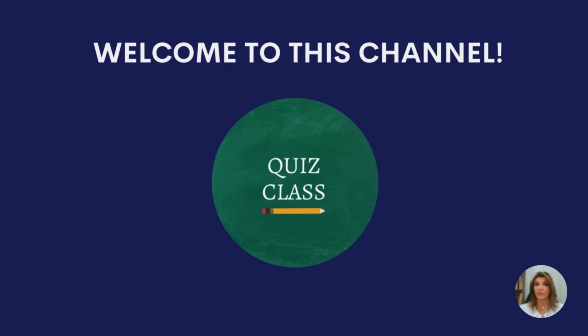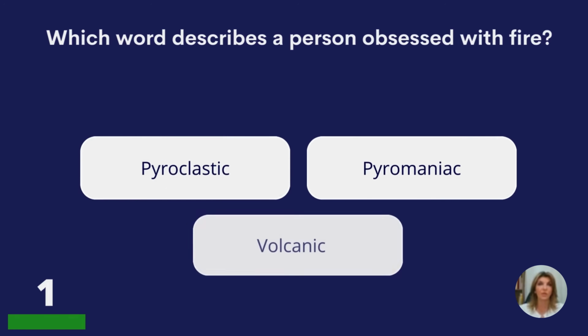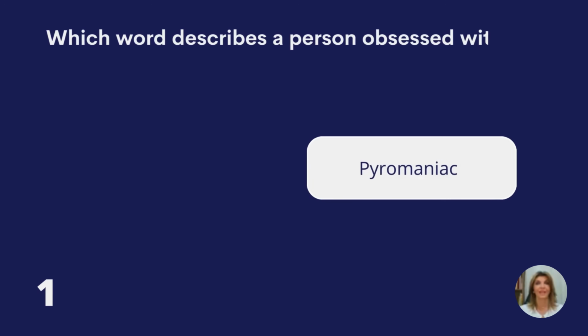Today we have 100 questions on English vocabulary. So let's start with question number 1. Which word describes a person obsessed with fire? Pyroclastic, pyromaniac, or volcanic? Pyromaniac.